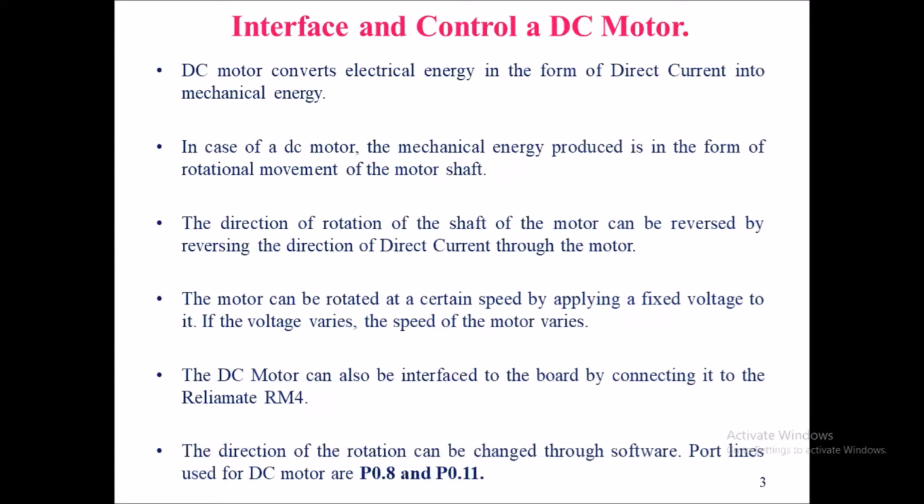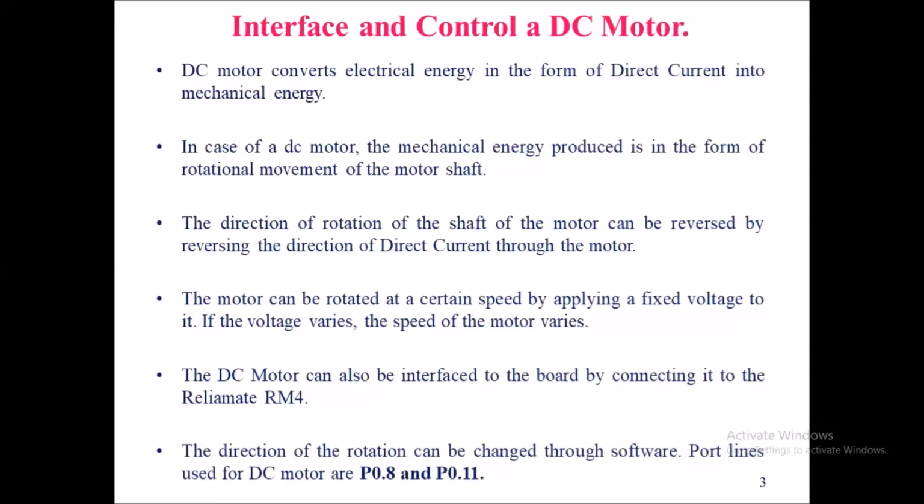A DC motor has a head. Based on the power supply to the DC motor, the head of the motor will rotate either clockwise or anti-clockwise based on the program. In a DC motor, the mechanical energy produced is in the form of rotational movement of the motor shaft, or motor head, either in clockwise or anti-clockwise direction.